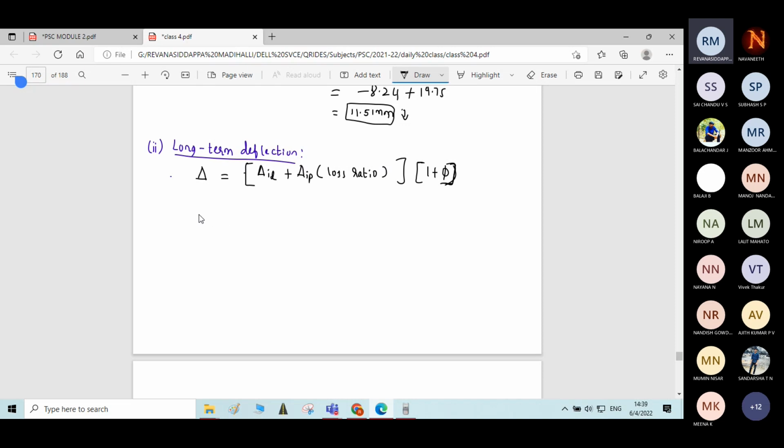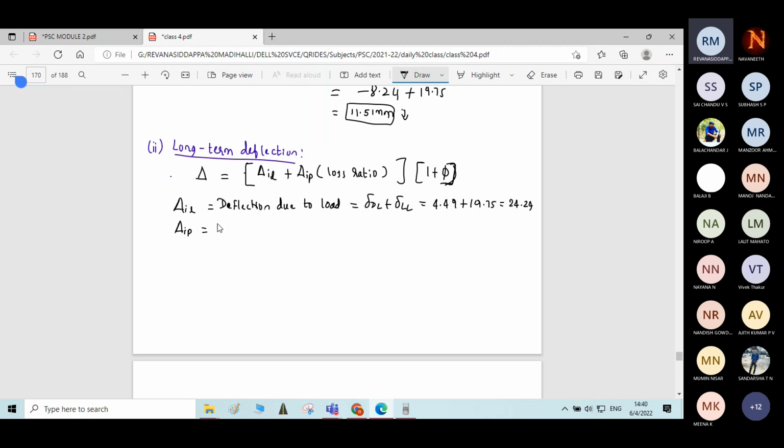Where delta IL is deflection due to loads, that is including dead load and the live load, that is delta DL plus delta LL. Delta DL is 4.49 plus delta LL is 19.75. If we calculate the answer, it is 24.24 mm. Then delta IP is what? Deflection due to prestressing force.